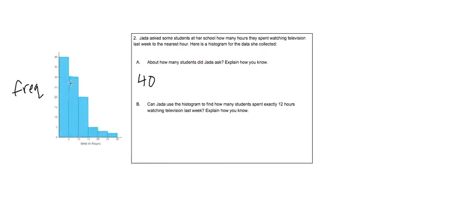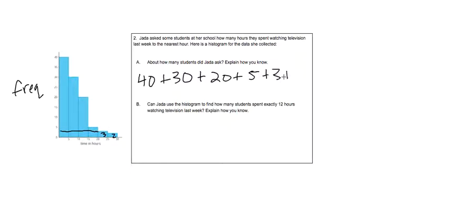Then our second bar is telling us that 30 students watched from 5 to 10 hours last week. Then the third bar is 20 students that watched 10 to 15 hours. Then the fourth bar is going to be 5 students watched from 15 to 20 hours. Then these ones get a little bit close together here. I'll say that this one here ends up being about 3 and this one ends up being about 2.